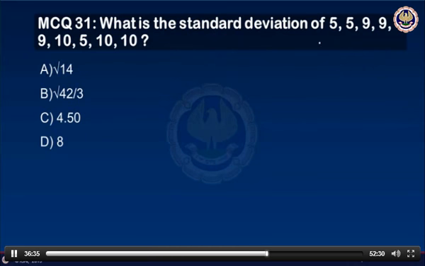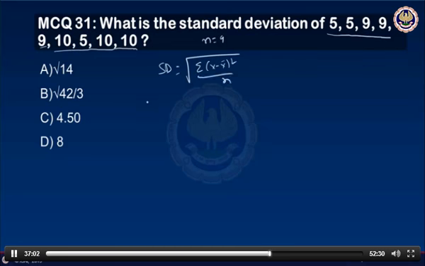What is the standard deviation of 5, 5, 9, 9, 9, 10, 5, 10 and 10? Let us look at the numbers: 1, 2, 3, 4, 5, 6, 7, 8, 9 numbers. Here n equals 9. The formula for the standard deviation equals the square root of summation of x minus x bar whole square by n. Before that we have to compute the mean, x bar equals summation of all the observations by the number of observations.